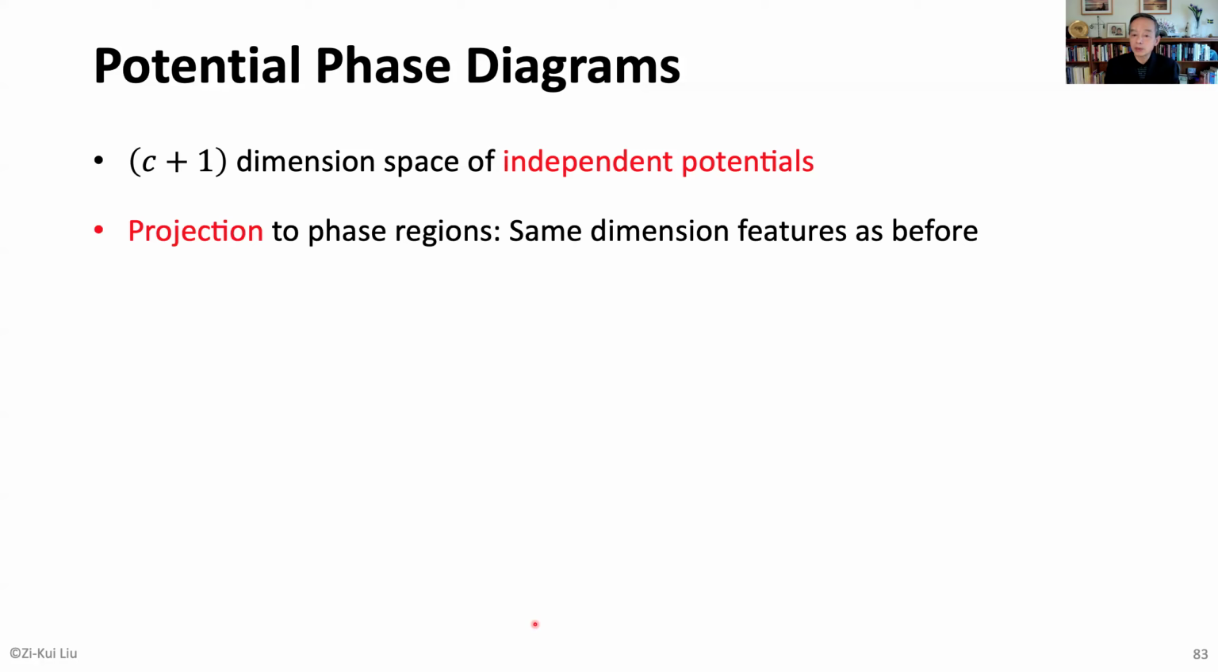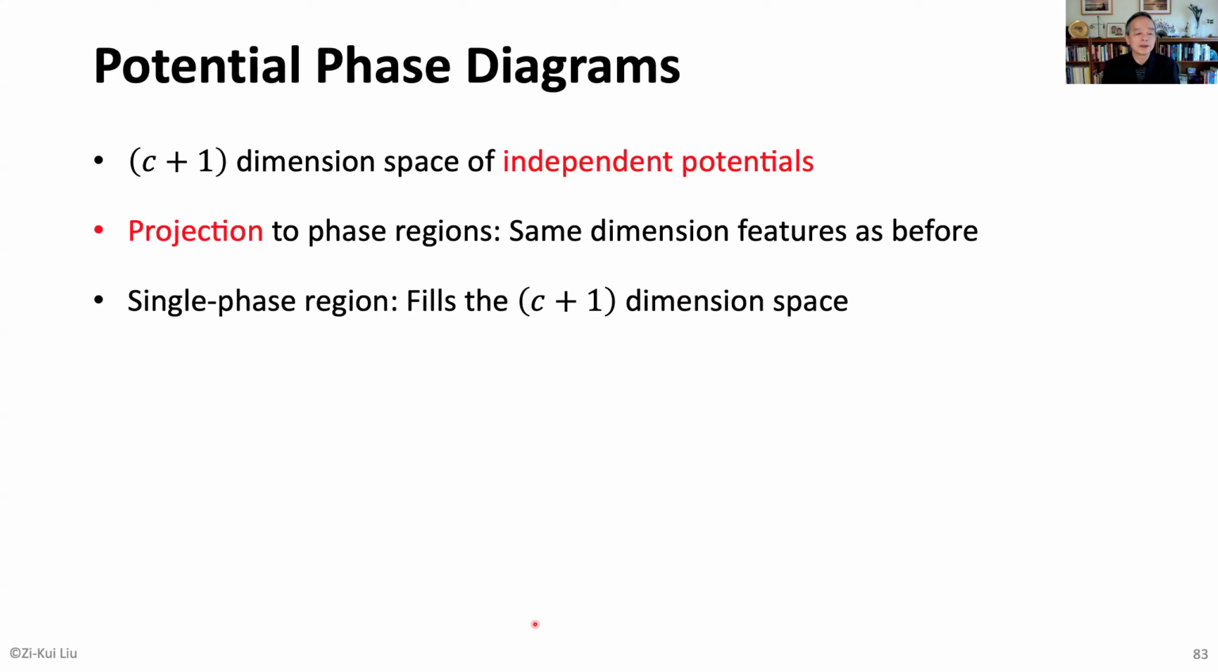Remember that in C plus 1 dimension, single phase occupies the whole space. Because there is one dependent variable, the projection will not lose any information. So the single phase region is basically the C plus 1 dimension space, as we mentioned before. It fills the whole space. So in this C plus 1 dimension space of independent potentials, we get a single phase.